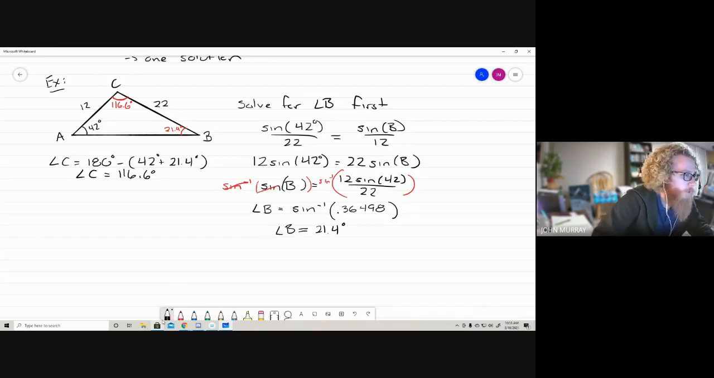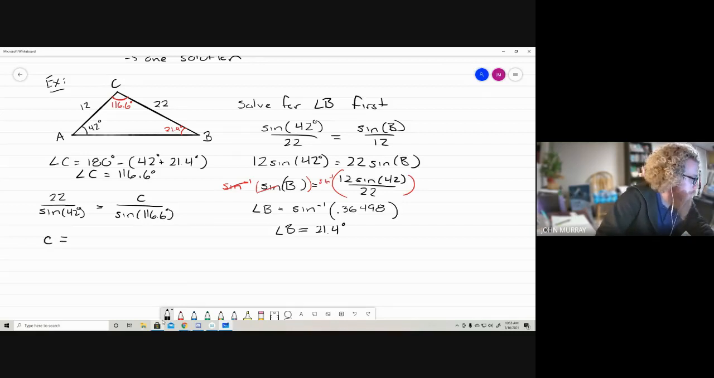And then side C follows with our law of sines. And again, I'm going to pick the original stuff I was given. So I'm going to stick with A. And now that I'm looking for a side, I'm going to switch this back around. I'm going to flip it. And I'm going to have 22 over the sine of 42 equals C over the sine of 116.6 degrees.